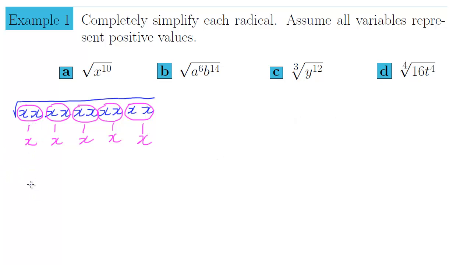So this is going to become x to the 5th on the outside times the square root of 1, since there's always an invisible 1 left inside the square root. But we know the square root of 1 is 1, so this is just x to the 5th. The square root of x to the 10th is x to the 5th.